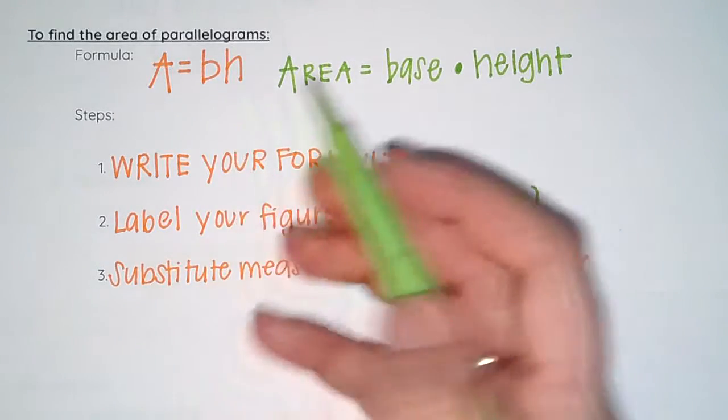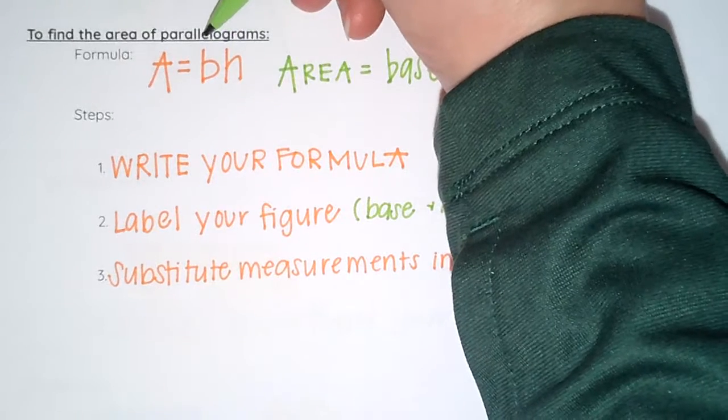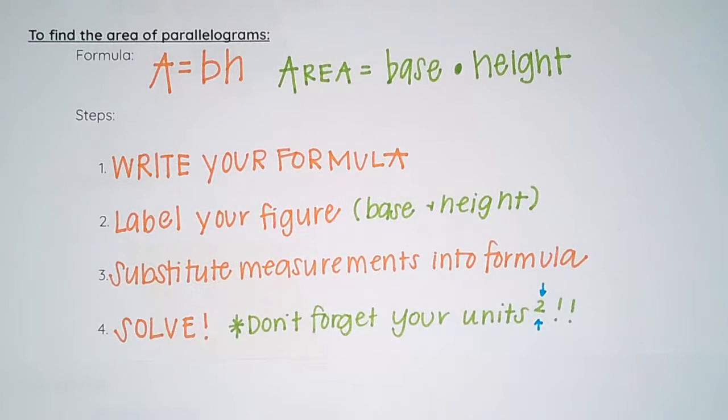These are our variables. We substitute in, and then lastly, we solve. When we solve, we will get an answer, an area, and we need to make sure that we use our units squared.